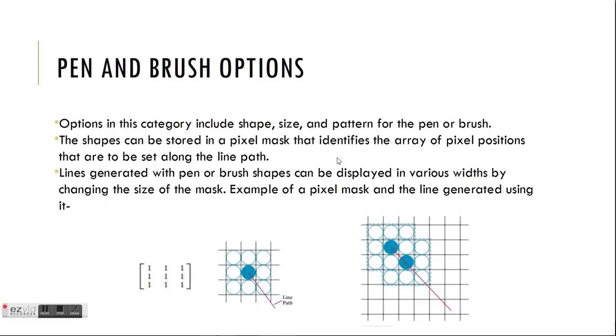Moving on to pen and brush options to draw thick lines. This option includes attributes like shape, size, and pattern of the pen or brush. Here we can see the pen or the brush starts from here. However, to make it thick, these pixels are also considered, and as the line path goes, these pixels continue to go with it. Here we can see it.